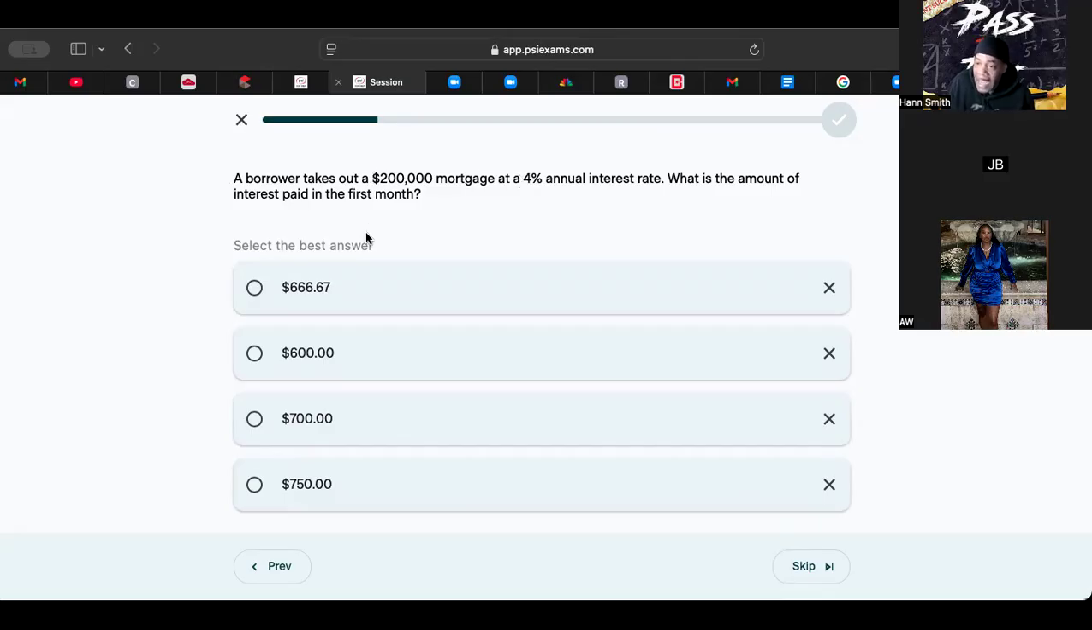Well, we know that's the annual interest rate. So if we were to get this loan, it would be 8,000 a year. Well, they're asking us what's the amount of interest for the month. So we divide 8,000 by 12. See, this is a two-part question. We got to figure out what 4% of the 200,000 is, and then we got to know that we have to divide it by 12. So once we divide 8,000 by 12, what do we get?